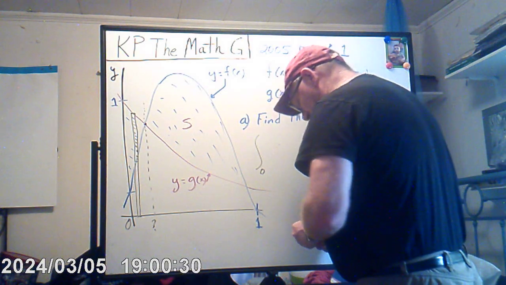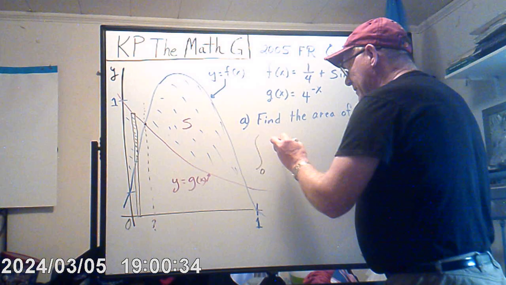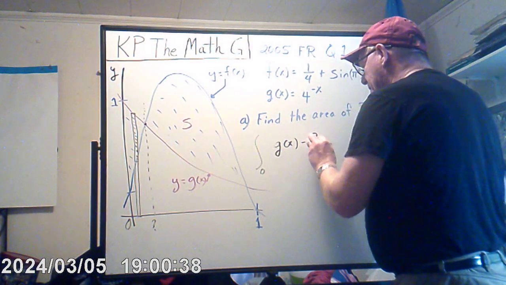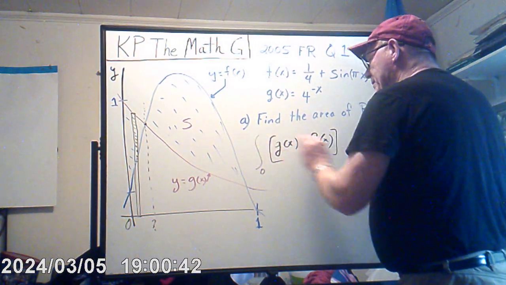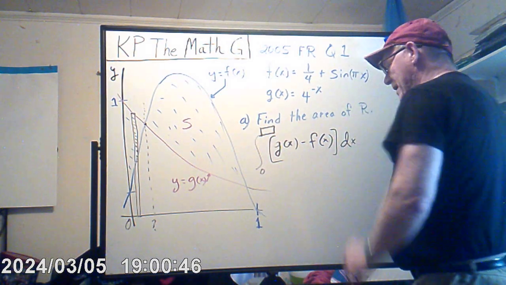Let me get something that writes a little better than that. Pardon me just a little bit. g at x minus f at x. That's what you want to do. Now we just got to find out what this is and dx here.